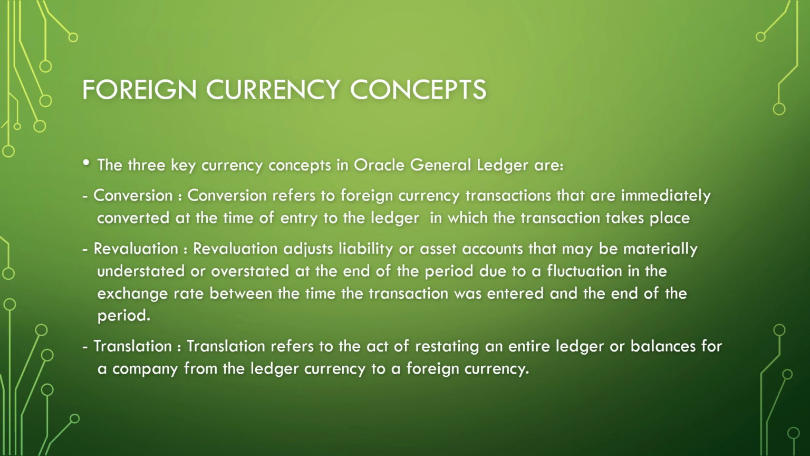Revaluation: a liability or asset may be materially understated or overstated at period end due to a fluctuation in the exchange rate between the time the transaction was entered and the end of the period. As I already quoted an example, before 1 or 2 years or 10 years, you bought from a foreign country for 100 USD, now it has become 10,000 USD, something like land. It is appreciation. So that will fall into revaluation and unrealized gain. But when you sell, it will become an actual gain or loss.